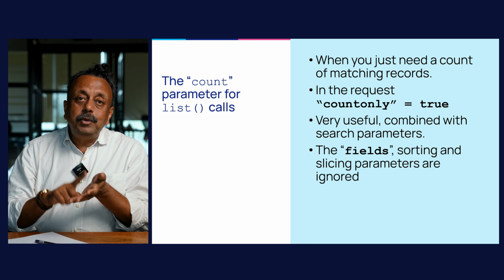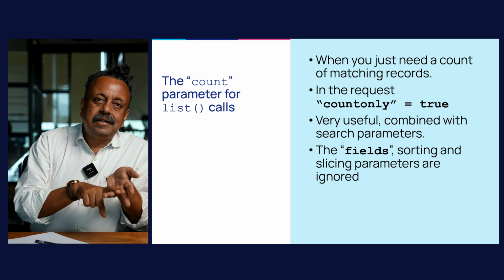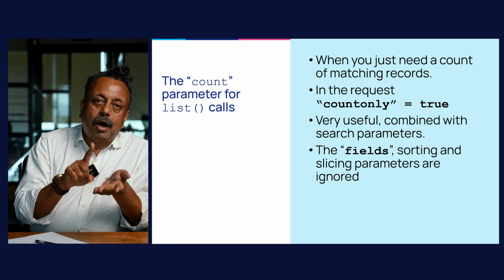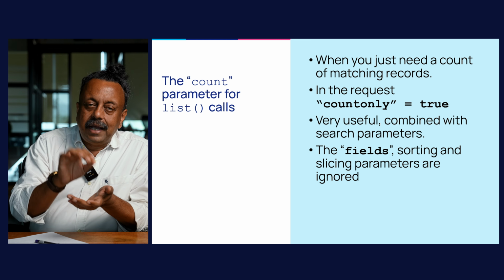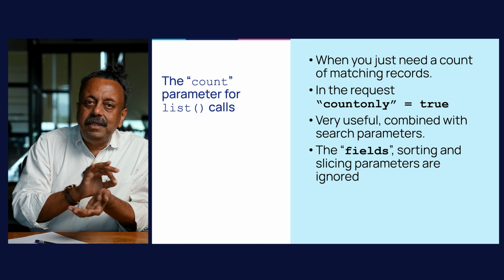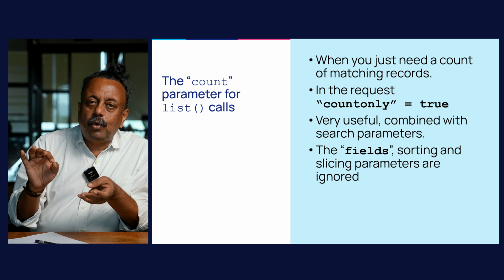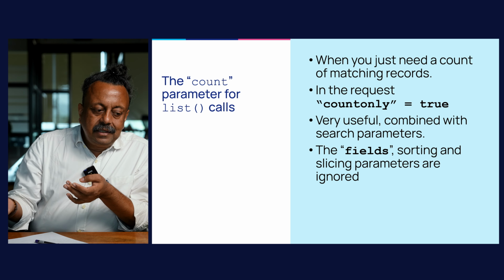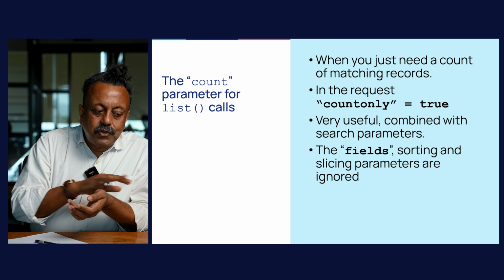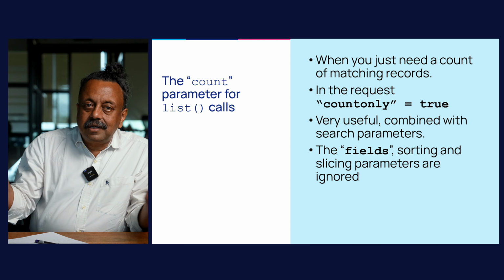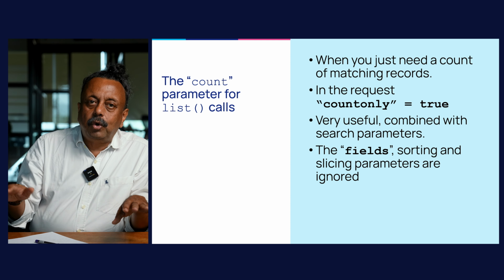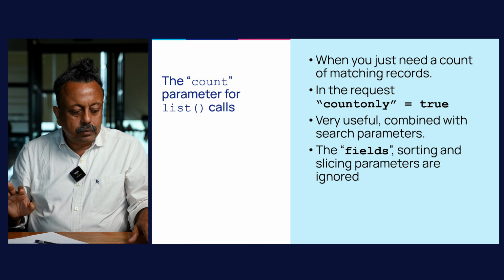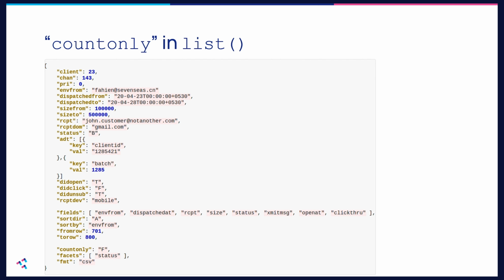So what we do is, in the request, we add a parameter called count only, which is Boolean. And if count only is true, it means I'm not interested in the records, I'm only interested in the count of matching records. And the fields parameter, the sorting parameter, the horizontal slicing parameters are all ignored if count only is equal to true.